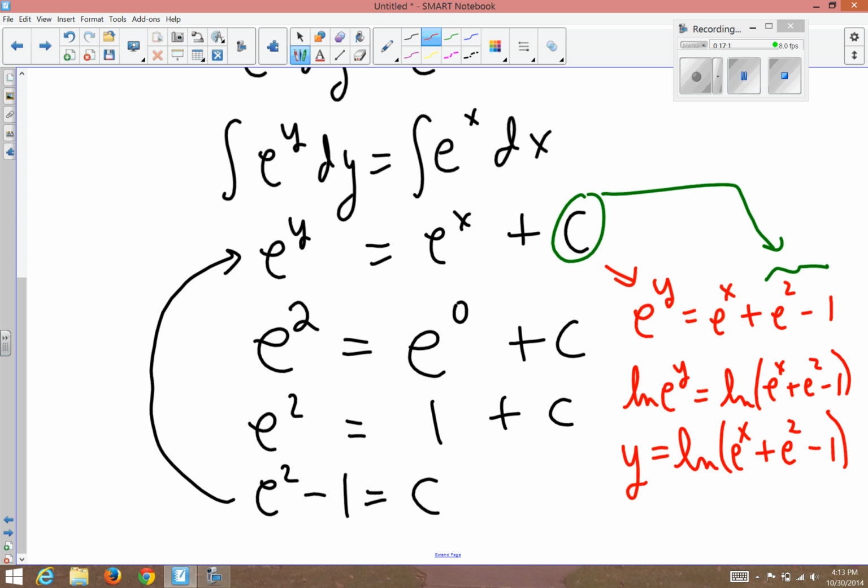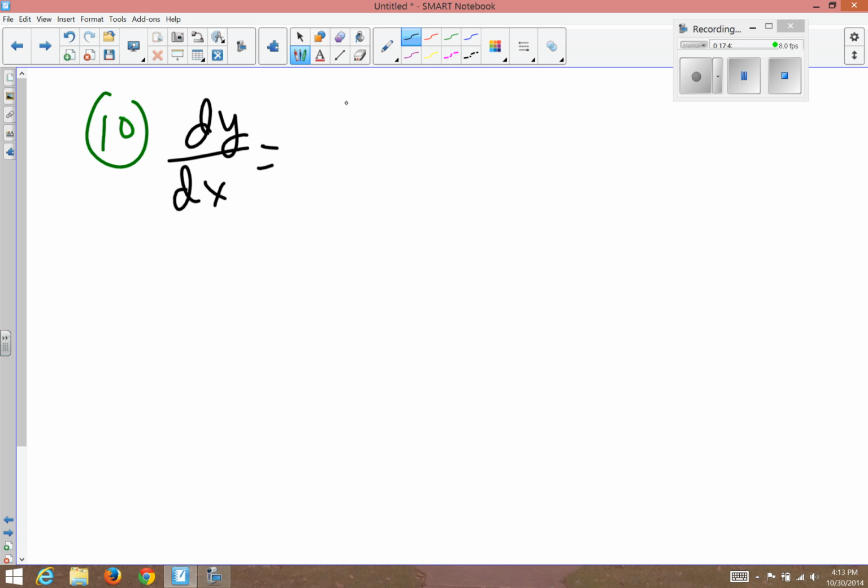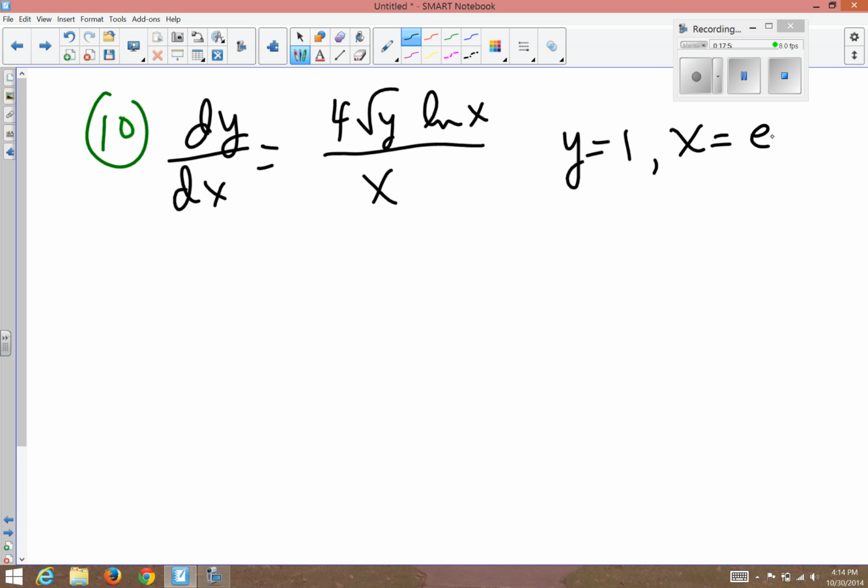Number 10. The derivative of y with respect to x equals 4 radical y natural log x over x, differential equation. Initial condition, y equals 1 when x equals e. So when we did these earlier in a video called Differential Equations Introduction, we multiplied both sides by dx. And then in the introductory video, we would just integrate both sides.